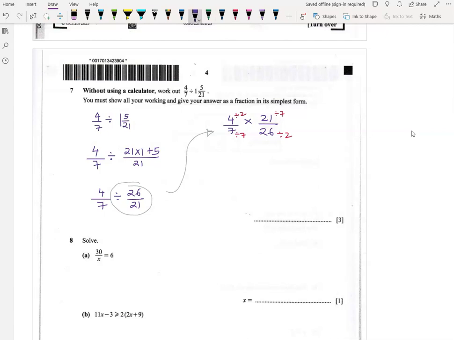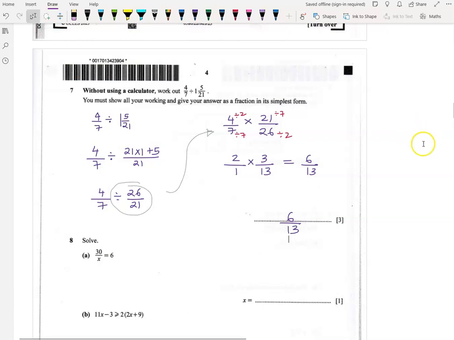So 4 divided by 2 will give 2, 7 divided by 7 is 1, 21 divided by 7 is 3, and 26 divided by 2 is 13. You cannot simplify it more. So multiply the numerators. 2 times 3 is 6 over 13. So your final answer in simplest form is 6 by 13. And that gives you 3 marks.